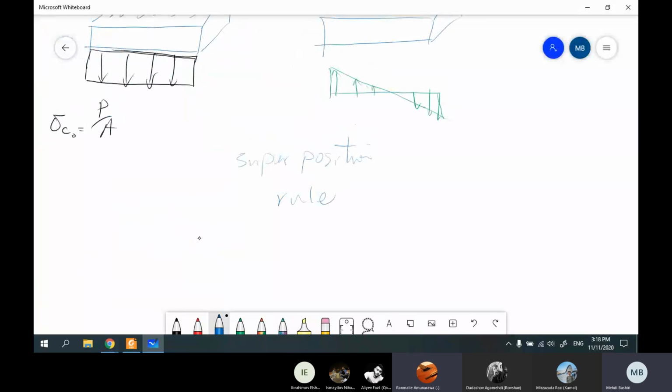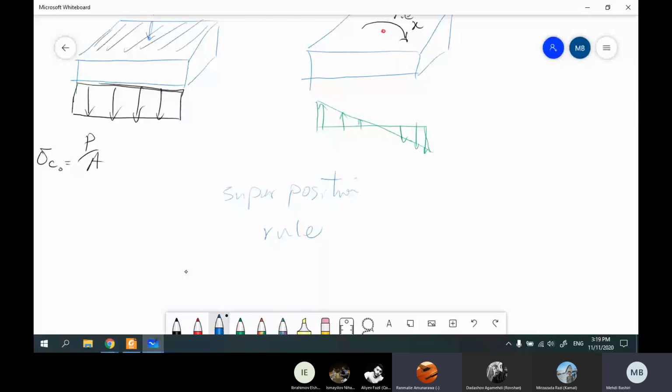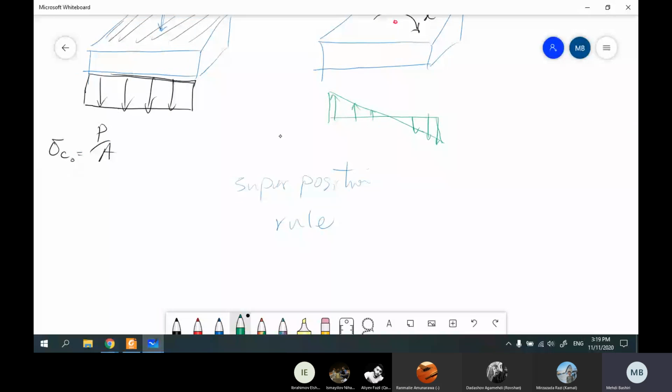You can replace the force with a moment. No, the superposition rule means the final... This is, for example, another distribution. Let me name this distribution 1, and this one distribution 2.